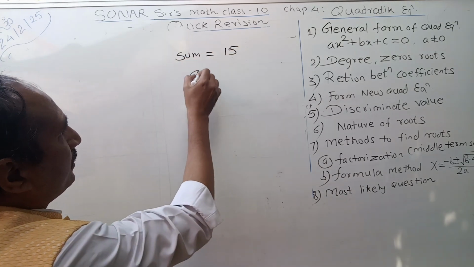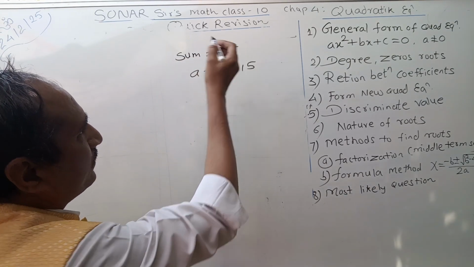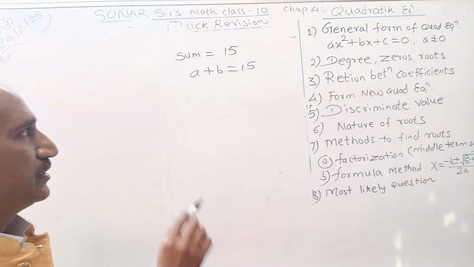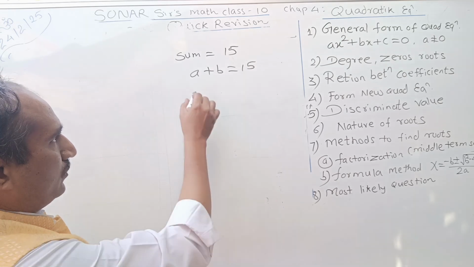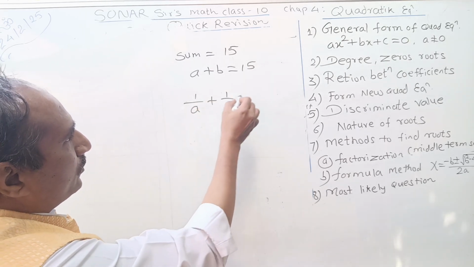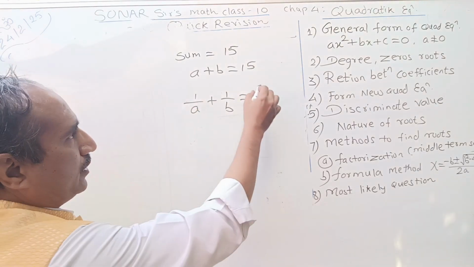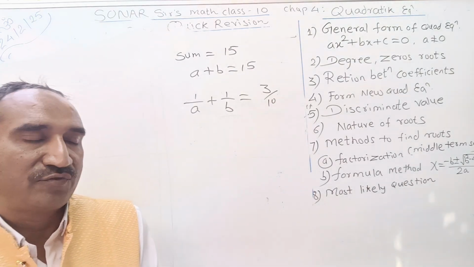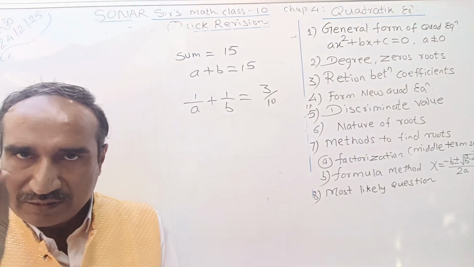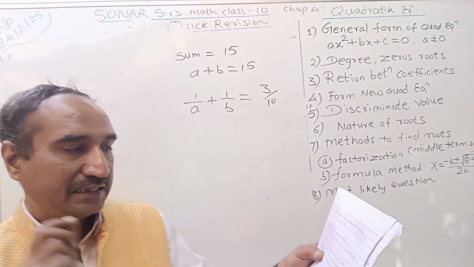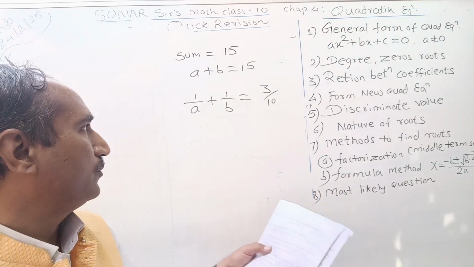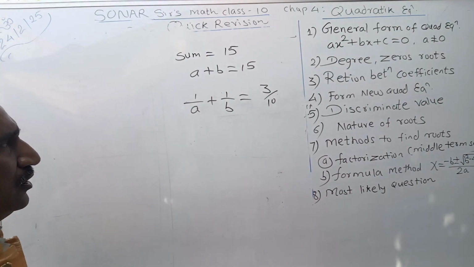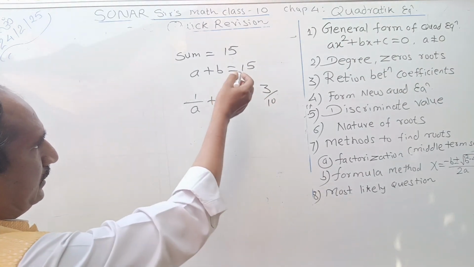It is a and b, so a plus b equals 15. Sum of the two numbers is 15, and sum of their reciprocals, 1 upon a and 1 upon b, is 3 upon 10. The numbers are given a and b, and the sum of their reciprocals, that is 1 upon a plus 1 upon b, is 3 by 10. Find the numbers. So we can find it by solving.